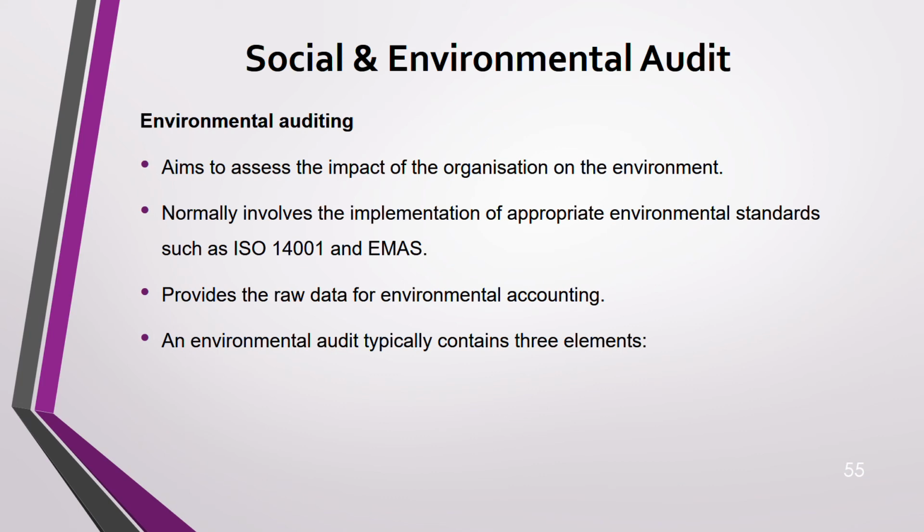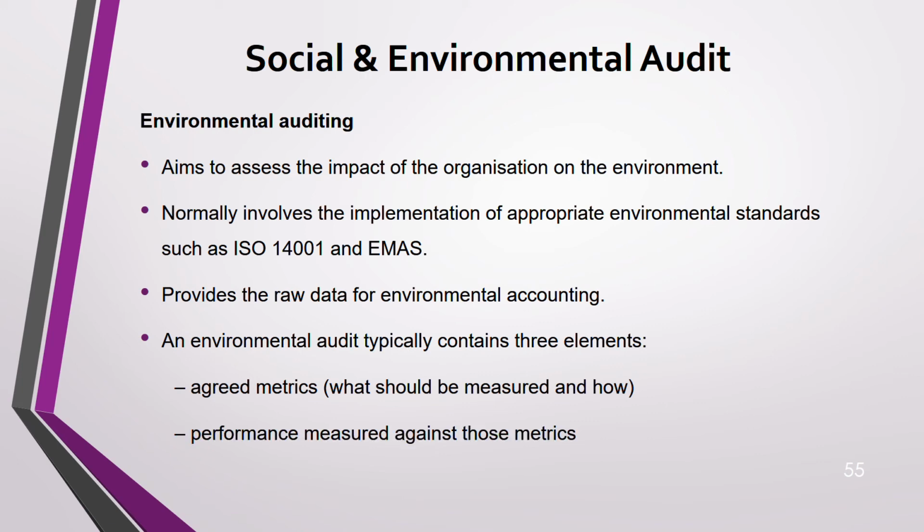So an environmental audit contains three elements. What are the three elements? First, there should be some metrics. That means what should be measured and how you have to measure it. Second, there should be some performance measured against those metrics. How well you have performed against those metrics. Third, what is the level of variance, or how much are you complying? 30%, 20%, are you in line? How much are you deviating from it? So these three things need to be there.